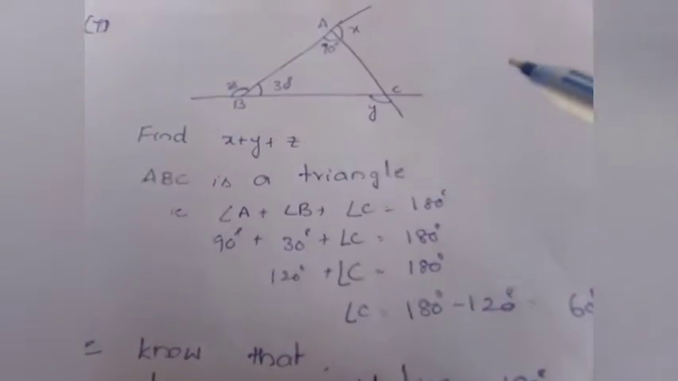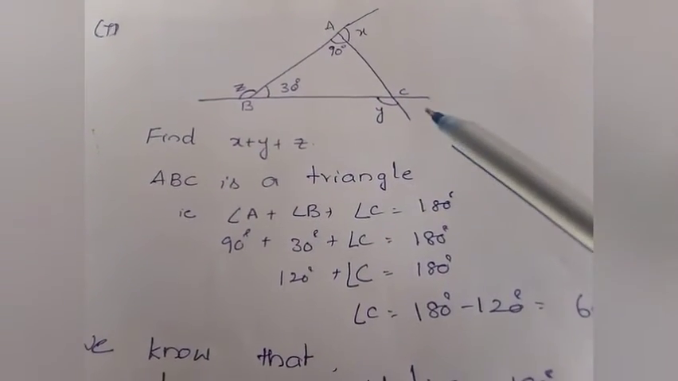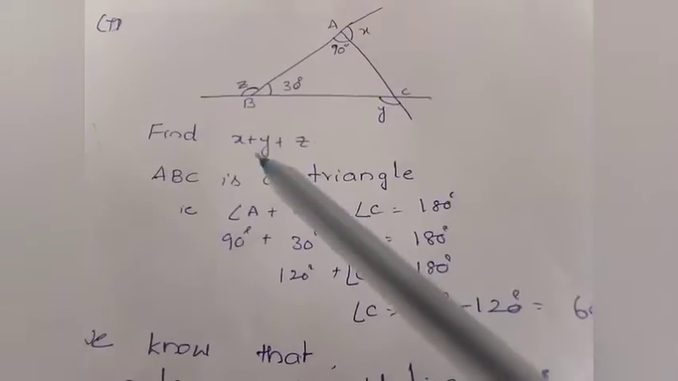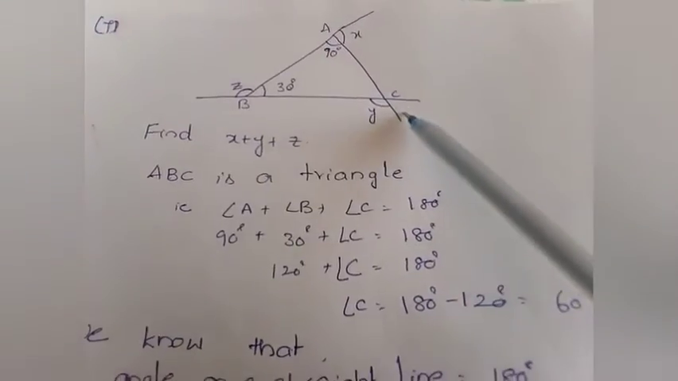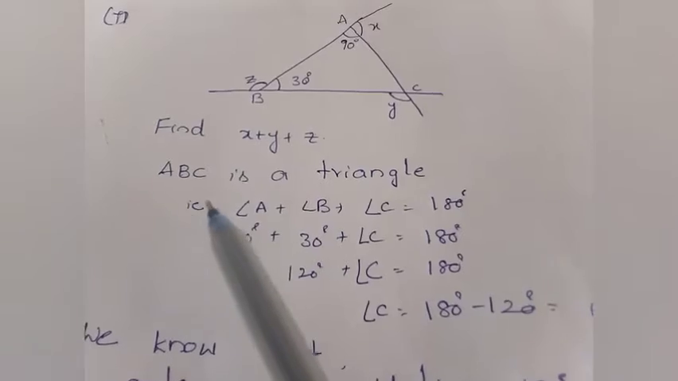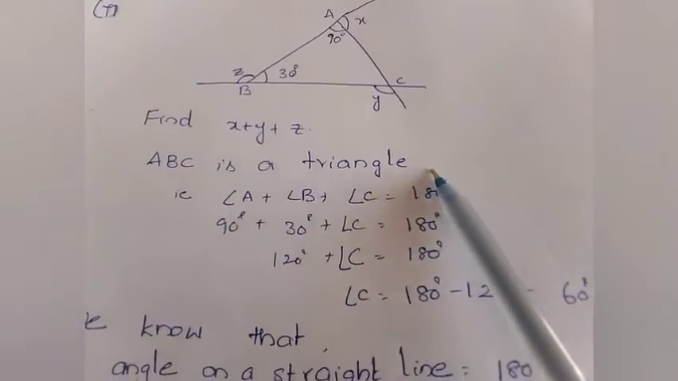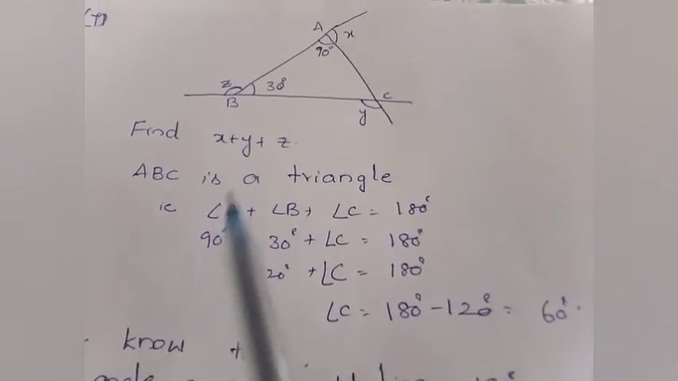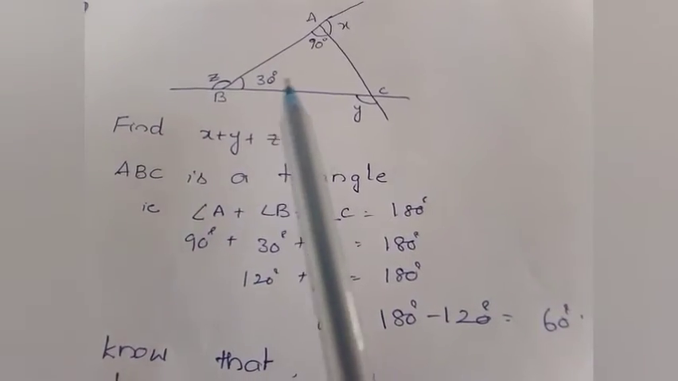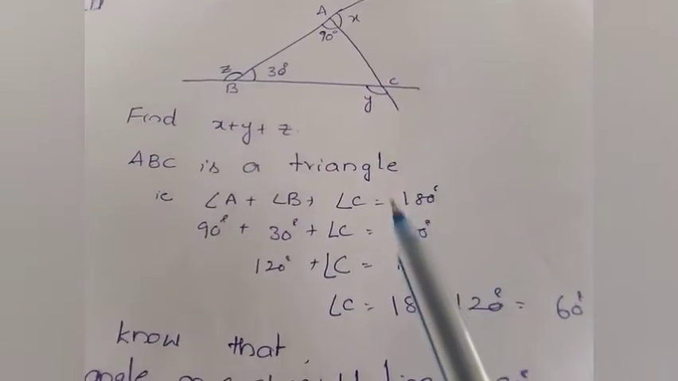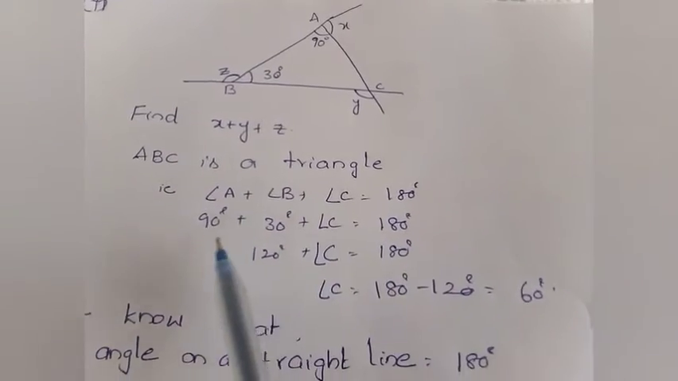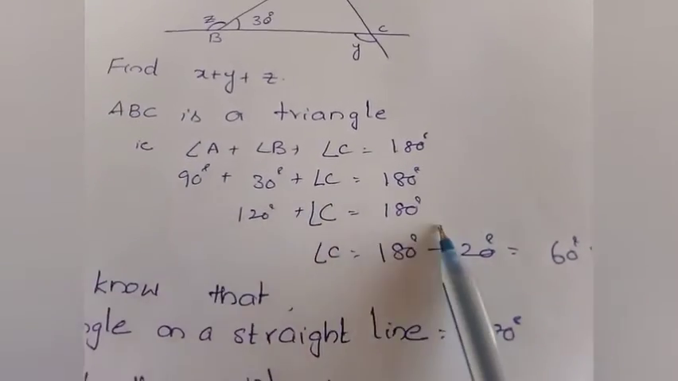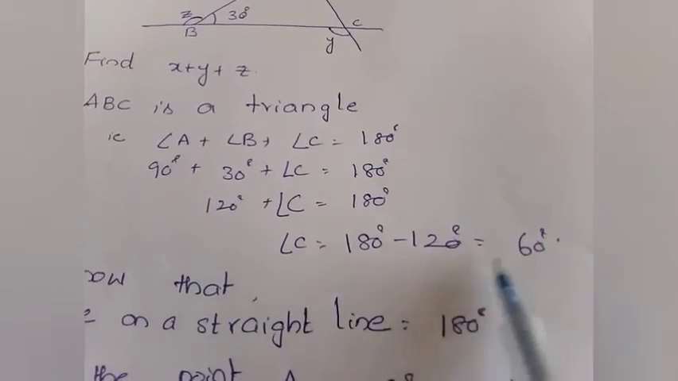Now come to the seventh one. This is the diagram they gave. We have to find the values of x, y, z. These are exterior angles, outside angles. So ABC is a triangle. Angle A plus B plus C is equal to 180 degrees. A is 90, B is 30, and C they didn't give. You have to find the value of C first. So 90 plus 30 is 120, plus C is 180. C is equal to 180 minus 120, that is 60.